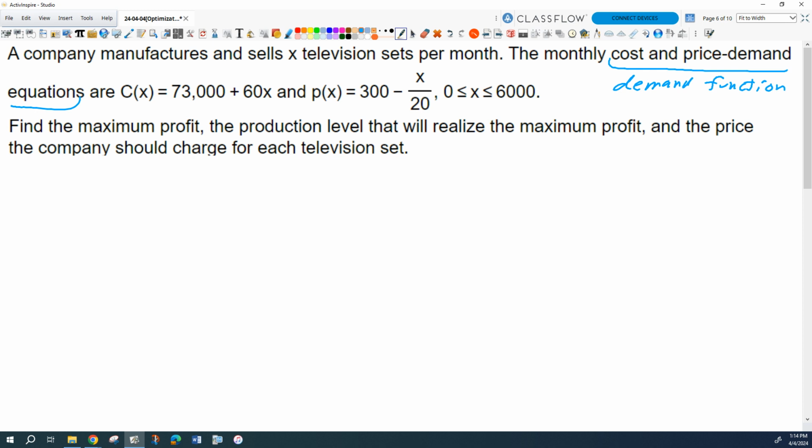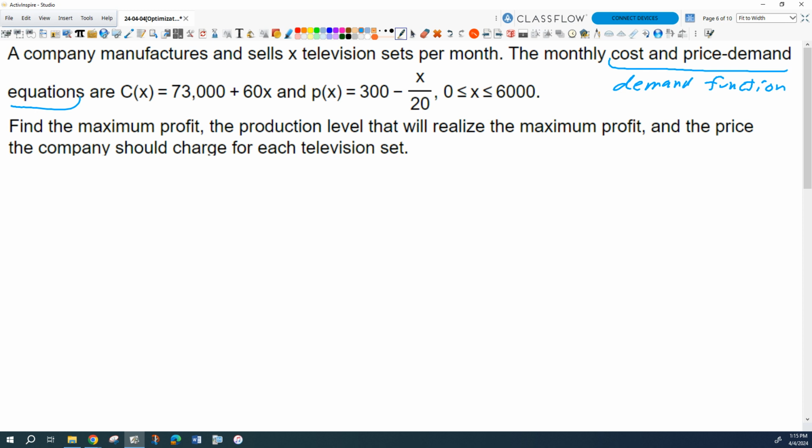Okay, so if this is the price per item and X is the number of items, then what's the revenue going to be? Revenue means the amount of money coming in, right? Have you guys talked about this before? Revenue is all the money being paid into the company. Costs are the money going out, right? There's a cost associated with building something. So what's profit then?